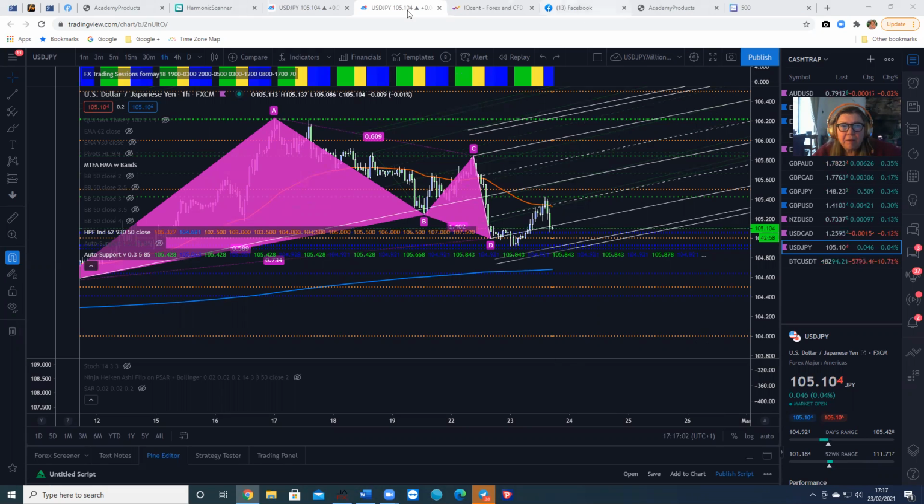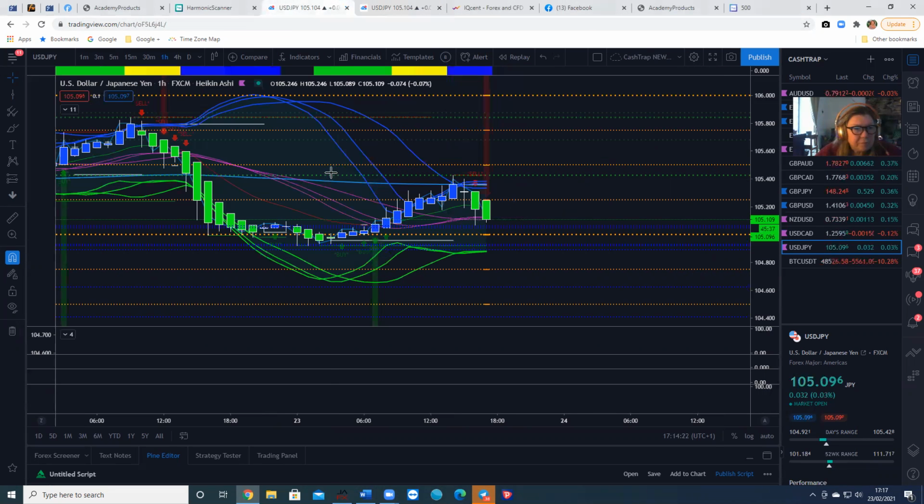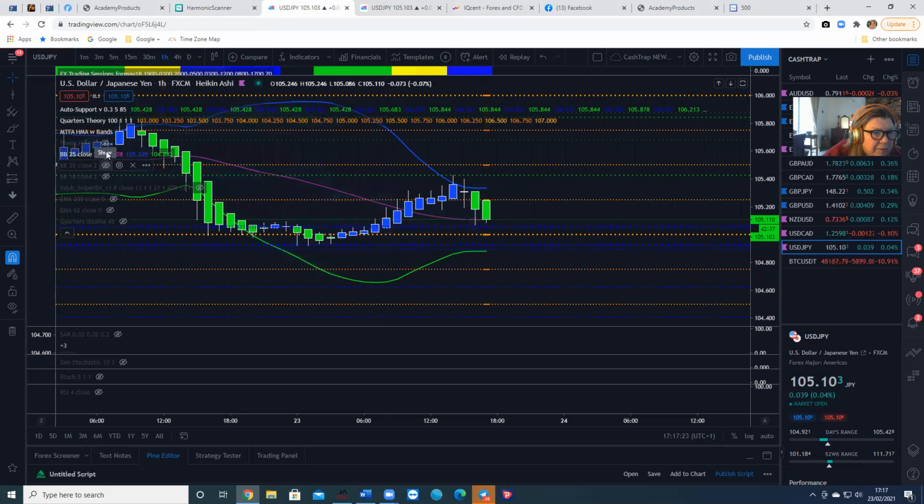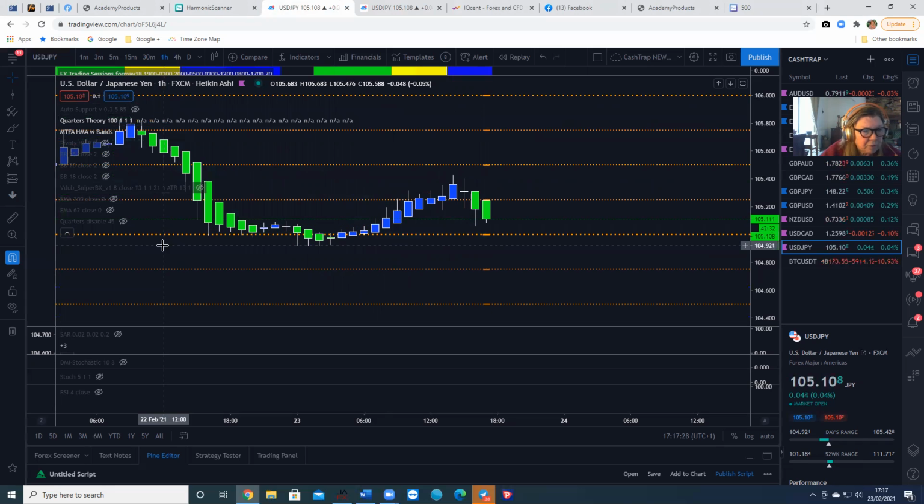Right, I'm going to come back to USD on CASHTRAP, this one. And what we're going to do is take off all the indicators and have a look at how this currency pair moves, as it's one of Matty's most successful pairs, how he's made the bulk of his money. And if it's good enough for him, it's good enough for us.